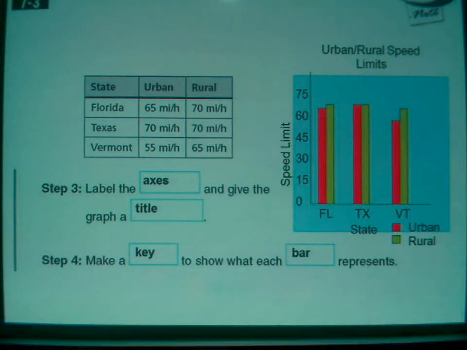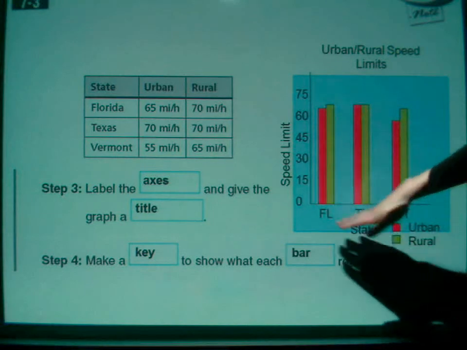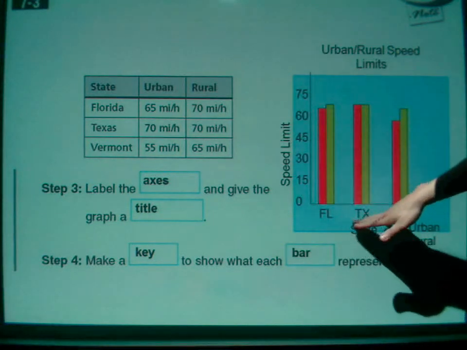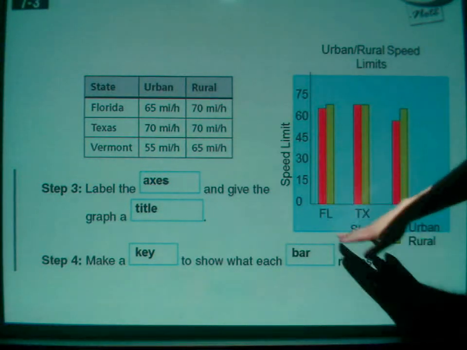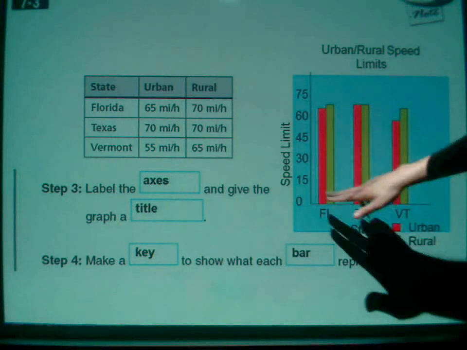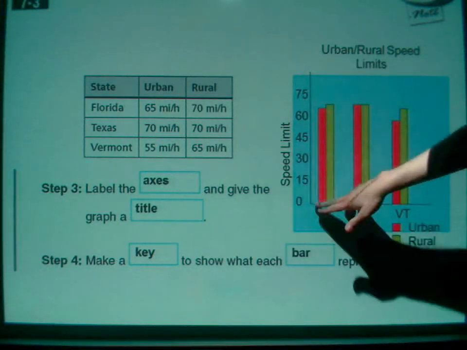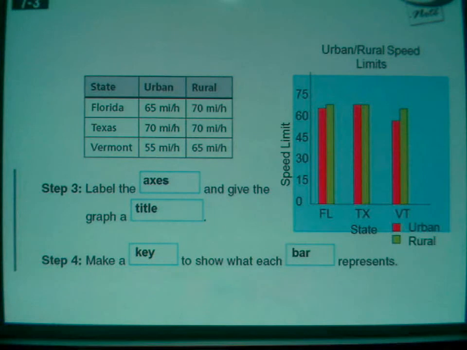Okay, so as you can see now, the graph has changed just a slight bit from what you saw on the previous slide, but not dramatically, in that we've added some components here. One of the properties of a well-prepared graph that we've discussed is labels on the axes. And as you see, the x-axis is now labeled states, and the y-axis, the one that runs up and down, is now labeled speed limits. Another one of the properties of a well-prepared graph is a title.